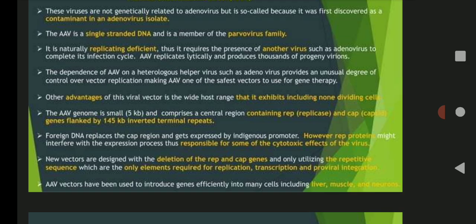The genome of adeno-associated virus contains rep and cap protein genes, and 145 base pair inverted terminal repeats are present in it. When the foreign DNA is inserted, it replaces the cap region of this gene, and it is expressed near the endogenous promoter.